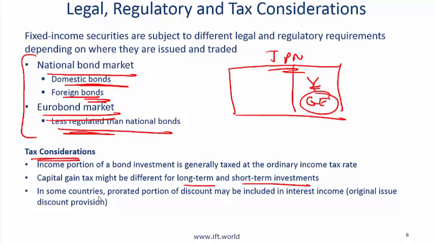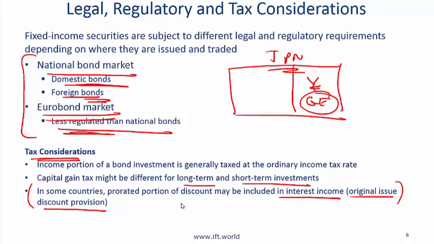In some countries, a prorated portion of the discount may be included in interest income, and this is called the original issue discount provision. This is true in the United States, and there are questions and exhibits in the curriculum that deal with this scenario. This scenario is covered in our examples, which have been shared with the crash course participants.